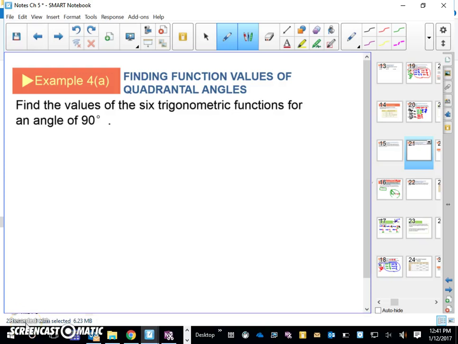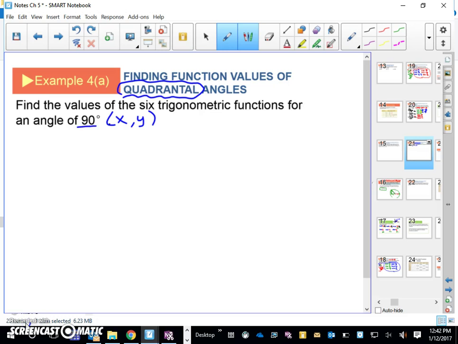Example 4, find the values of the 6 trig functions for an angle of 90 degrees. We're dealing with quadrantal angles this time. Okay, so it looks like it's going to be a little bit different. It's the same thing as what we did in the previous few examples. The problem that I see is they don't give me that xy point. That's really what we want in all of these, an xy point. You give me an xy point, I'll find r, we'll be good. What they give me is this 90-degree angle.